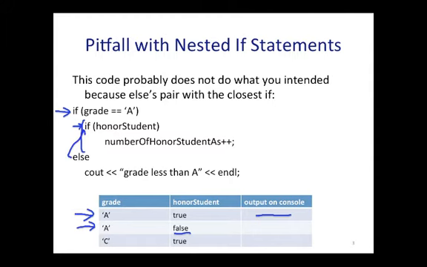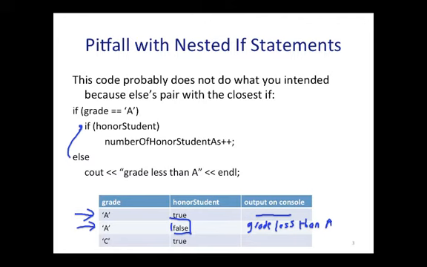So even though you did your indentation to make it seem that this else is associated with this if, C++ is having nothing to do with it. It says, this else is associated with this if. Therefore, since your honor student was false, it's going to print out grade less than an A, which you can see is clearly false. So it says grade is less than an A. That's not what we want.